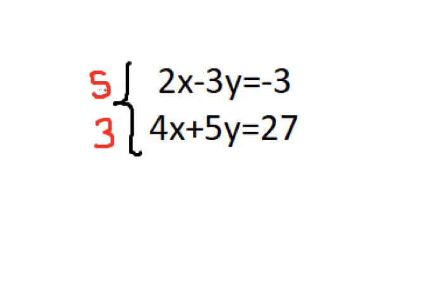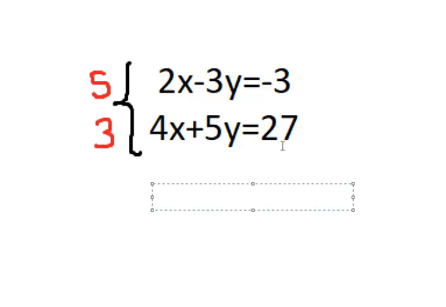Now what am I gonna do with those numbers? You multiply everything in here and you multiply everything in here. So it will be 5 times 2 and 5 times 3 and 5 times 3, and in the other one will be 3 times 4 and 3 times 5 and 3 times 27. So if we multiply, which answers are we gonna get?